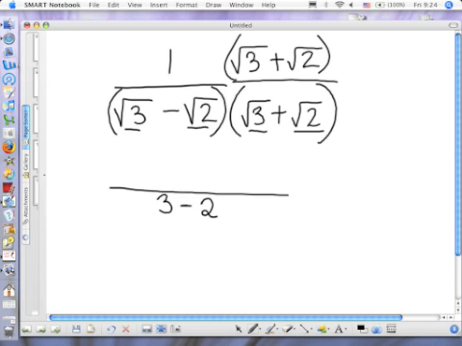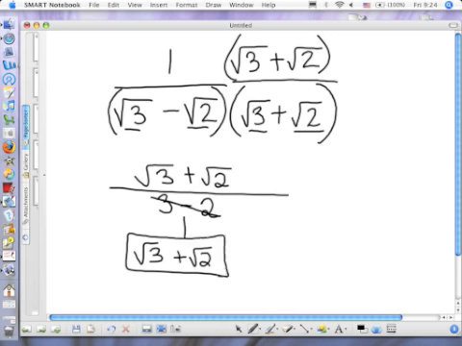And in the numerator, if you distribute a 1 to that stuff, what do you get? You get that stuff. And so now all you have to do is clean it up. What's your denominator? Do you have to put something over 1? No, you don't have to put something over 1. So you could simply say the square root of 3 plus the square root of 2. Okay?